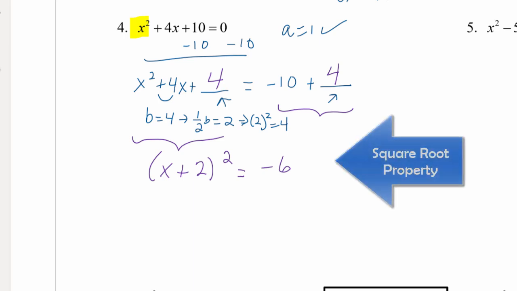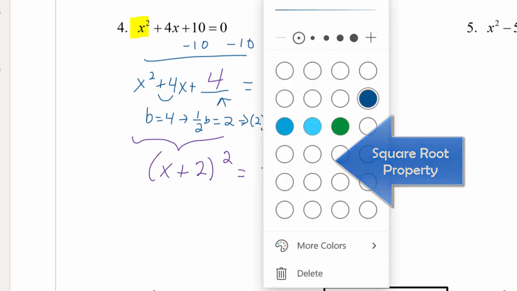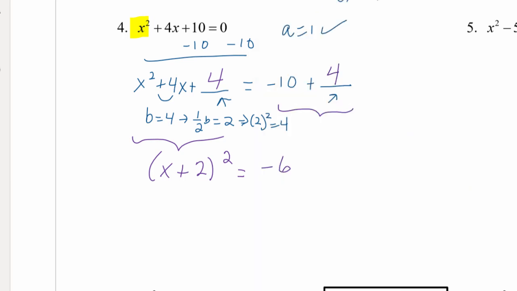Next step is square root property. So we're going to take the square root of both sides. And we're going to remember that plus or minus on the right-hand side, right? So square root property, so square root plus or minus square root of negative 6. So here we have x plus 2. And here we have a negative radicand. We have a negative under the square root sign. So if you remember that, that means complex number, imaginary numbers, you're absolutely right.